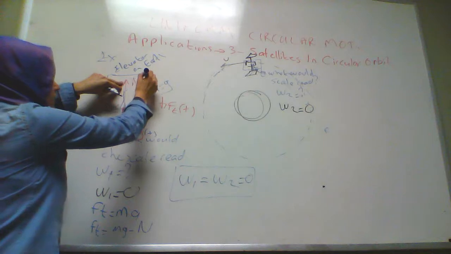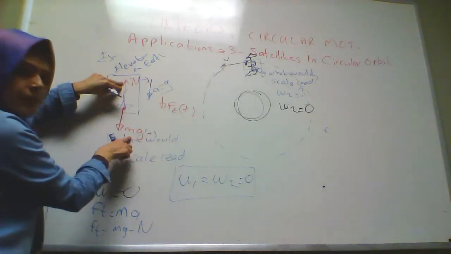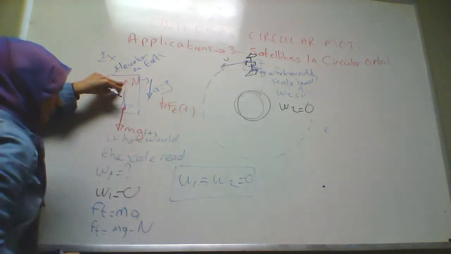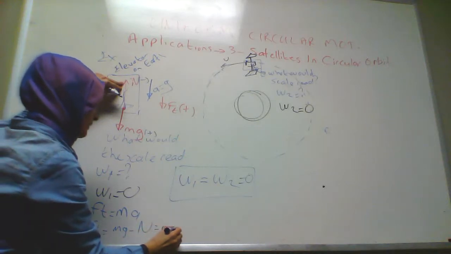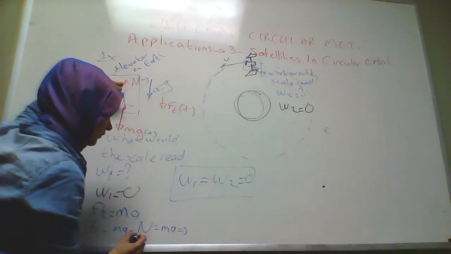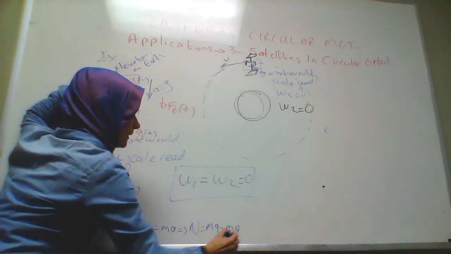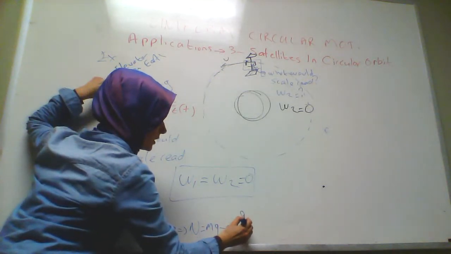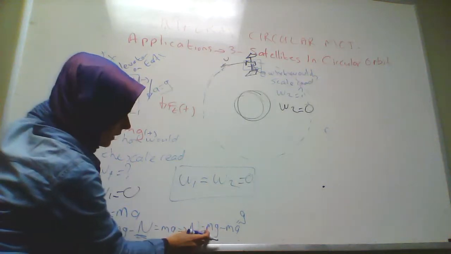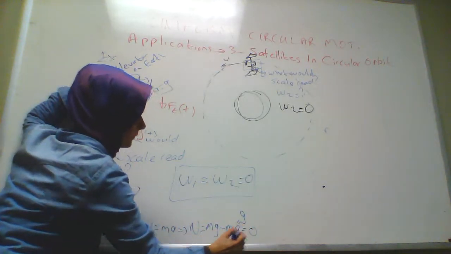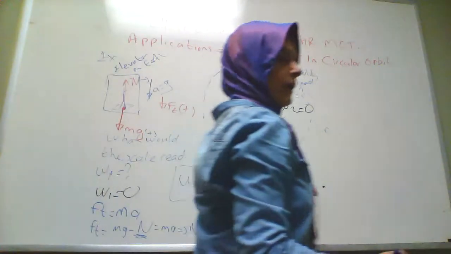N is minus in the opposite direction, and mg is plus in the direction of choice, or positive. And this is equal to ma, which gives us, solving for N, N equals mg minus ma. Now, if a is equal to g, we end up with mg minus mg, so 0 can be calculated. And the same thing is happening here.